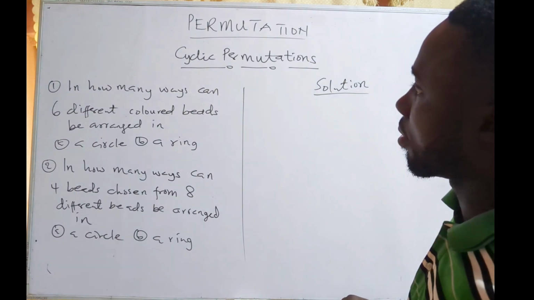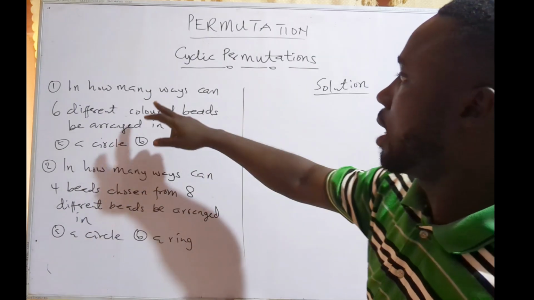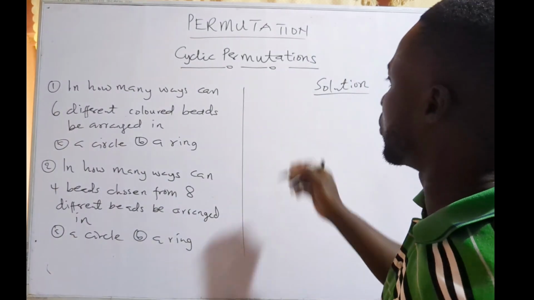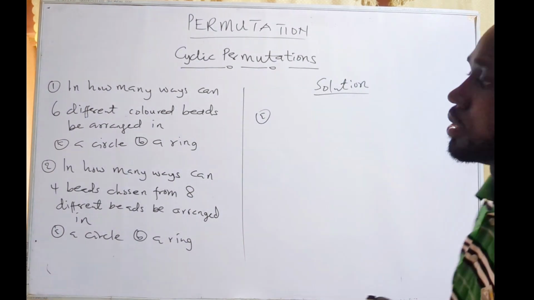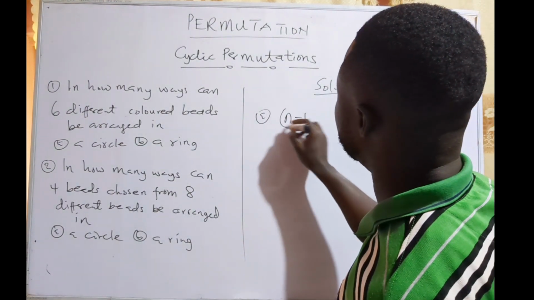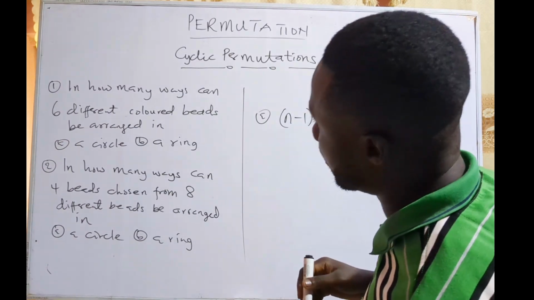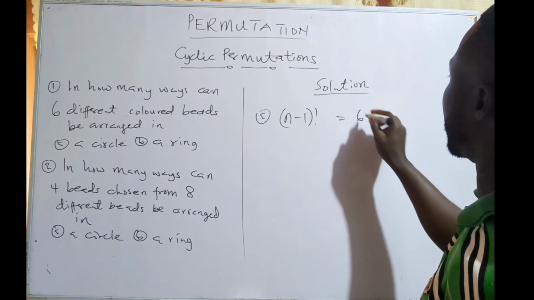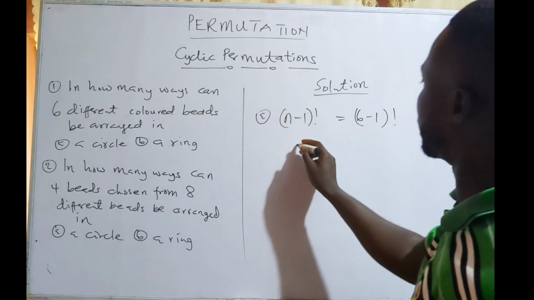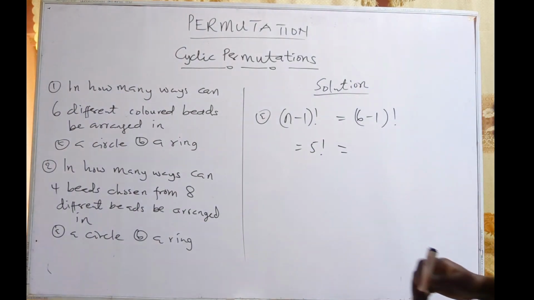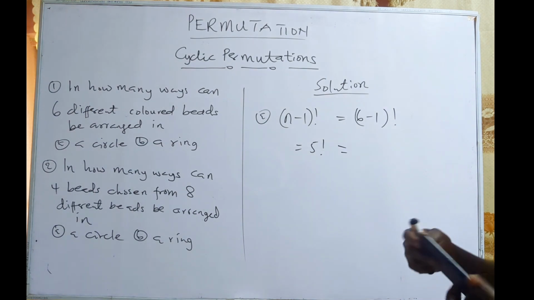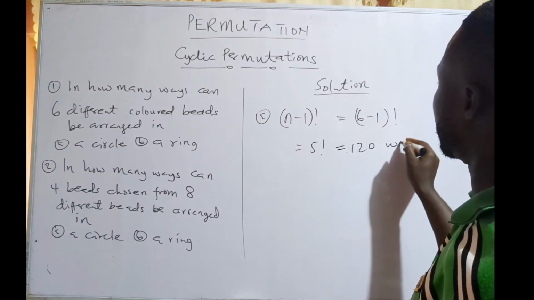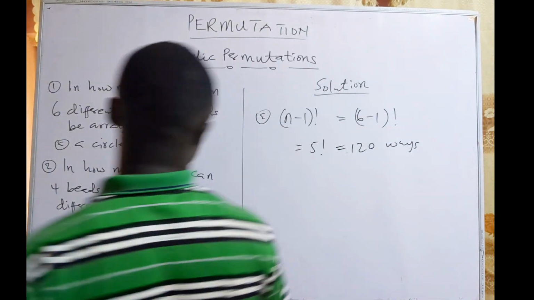All right. Number 1. In how many ways can 6 different colored beads be arranged in a circle? Okay, so if I'm arranging it in a circle, then that is n minus 1 all factorial. So there are 6 different colored beads arranged in a circle. So that will be 6 minus 1 all factorial, and that will be 5 factorial. Then you put your answer down. So 5 factorial will give us 120. So 120 ways.